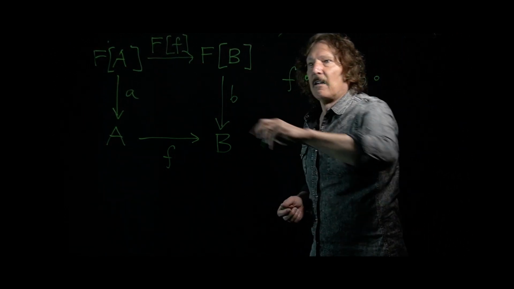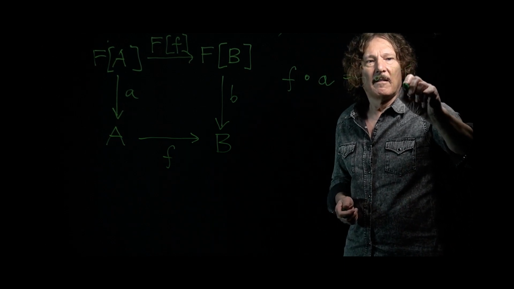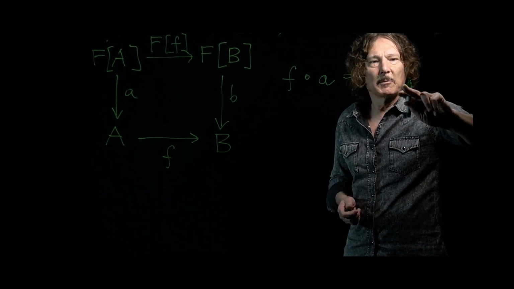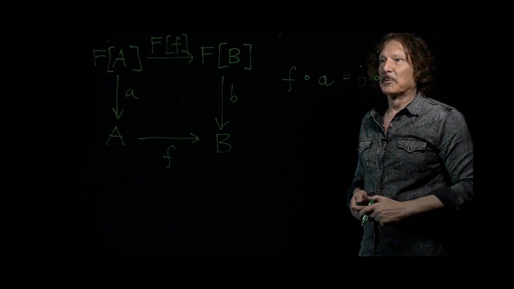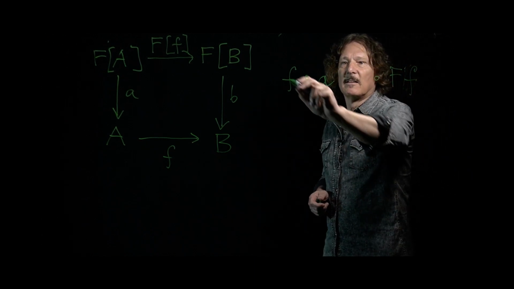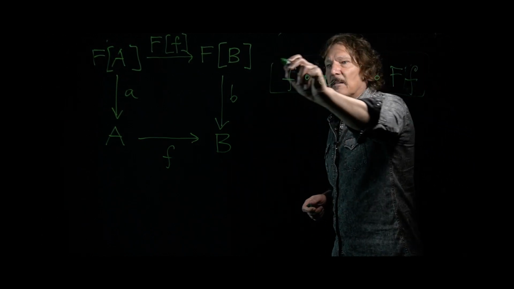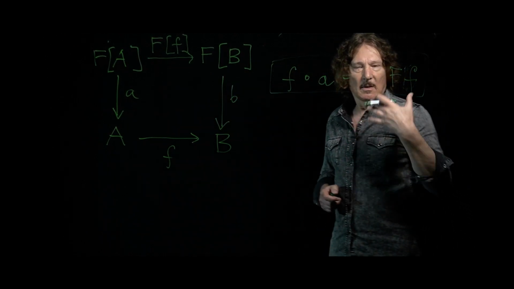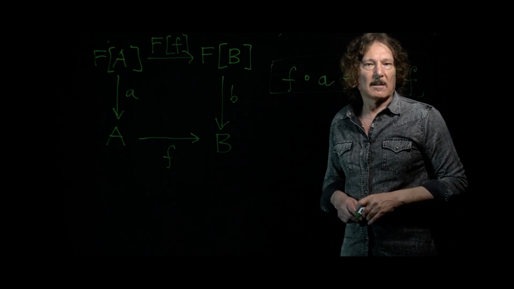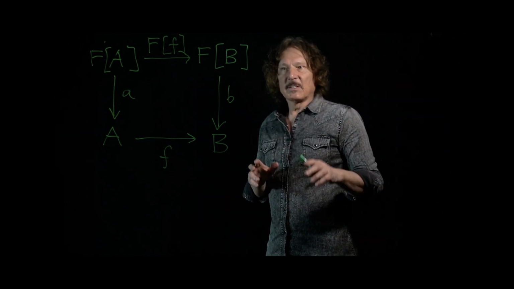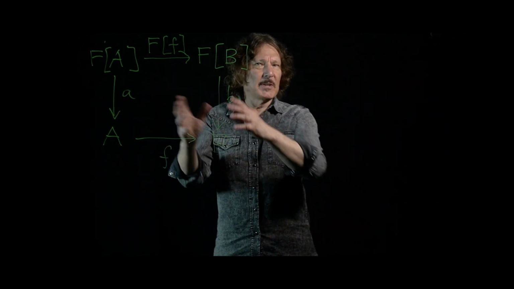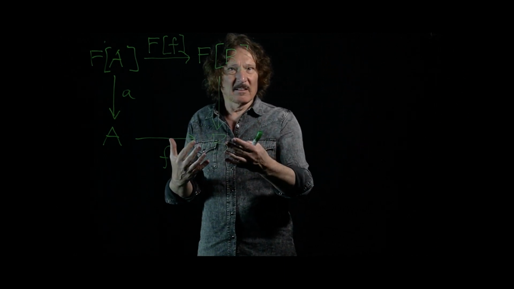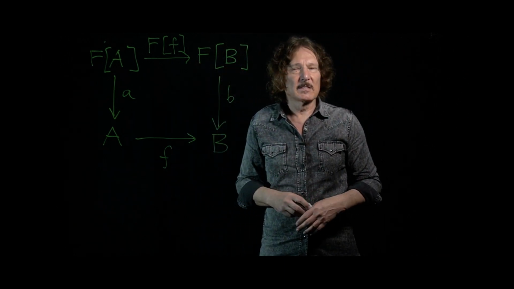It must be the same as b after Ff. Categorically we just say Ff, without the brackets. So the commuting of this diagram means that these two compositions of functions are the same. Now in category theory, we operate on these diagrams because it's easier than writing equations.